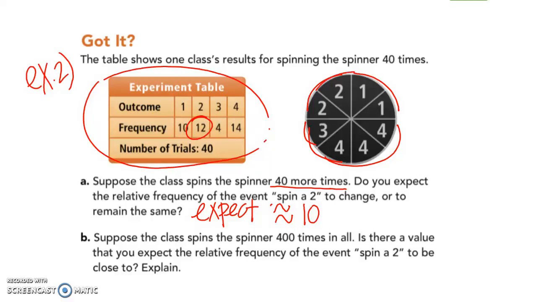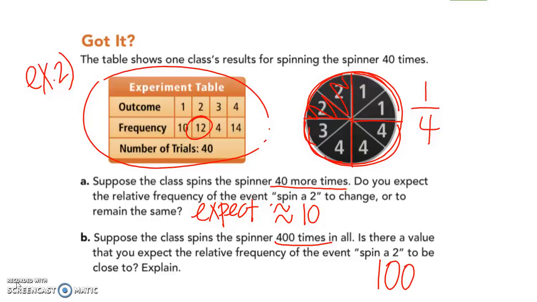Well, when I look at this spinner, how much of that spinner is the 2? I divided this into fourths. The 2's make up 1/4 of the spinner. So if a fourth of the spinner is 2, what would be 1/4 of the 400 times that we spun? A fourth of 400 would be 100.